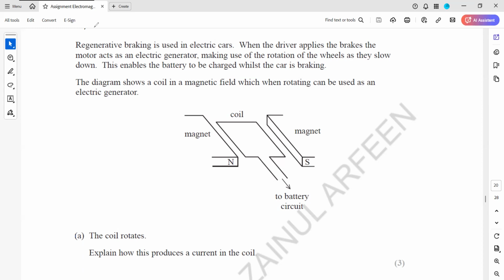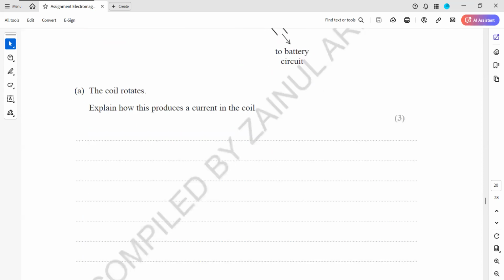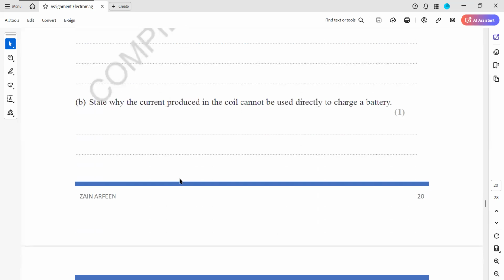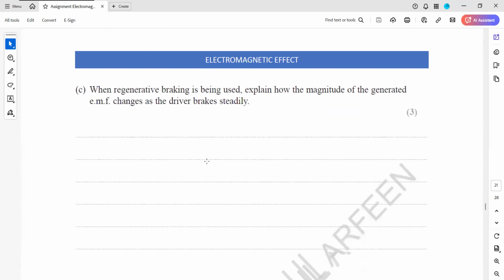So you can mention 2 points. One is the current produced will be alternating. The second point you can mention, it will produce a variable current as well, alternating variable current. So we have to use a diode before sending this current to a battery. When regenerative braking is being used, explain how the magnitude of the generated EMF changes as a driver brakes steadily.